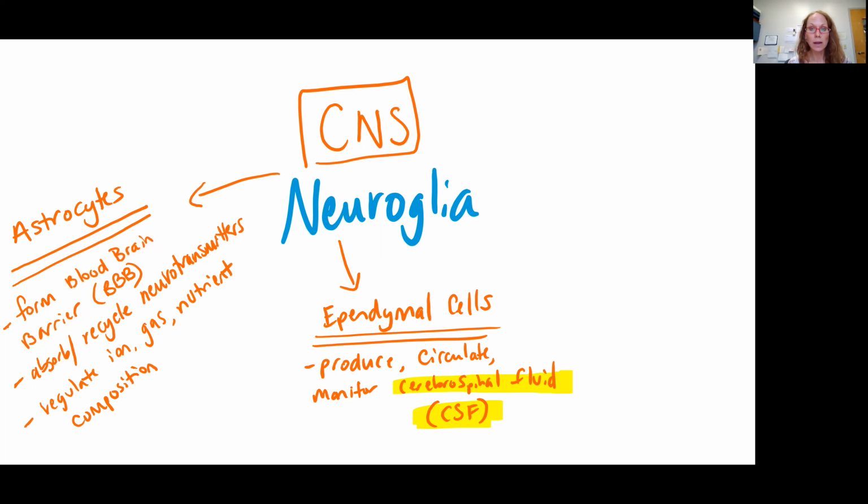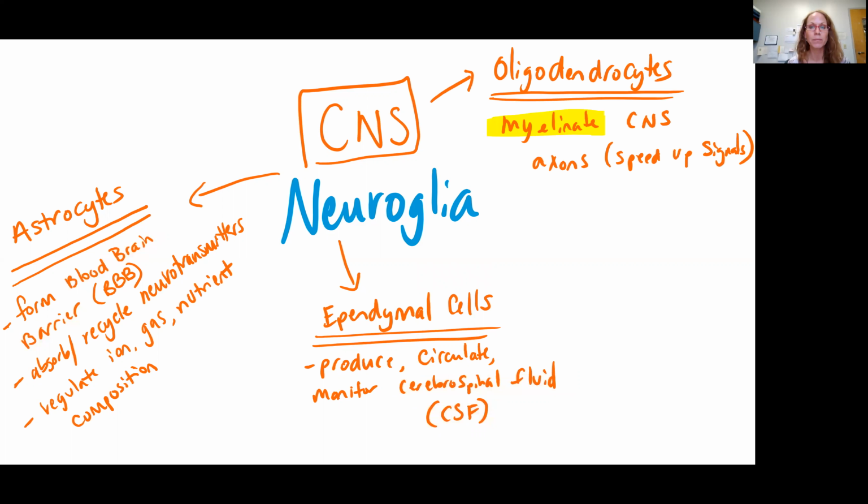The ependymal cell is going to be another important CNS neuroglia cell. They are going to produce, circulate, and monitor what is called the cerebrospinal fluid, or CSF. The CSF is going to be produced by the ependymal cells in what's called the ventricles of the brain. It's going to be found on the inside of the brain and the spinal cord and around the brain and the spinal cord. So we'll talk more about it in the future.